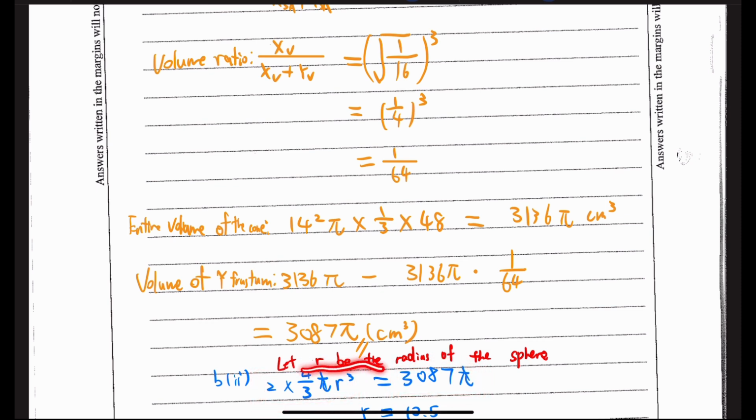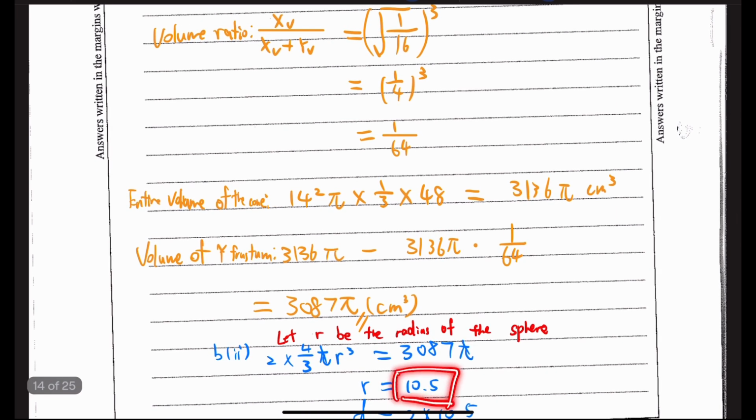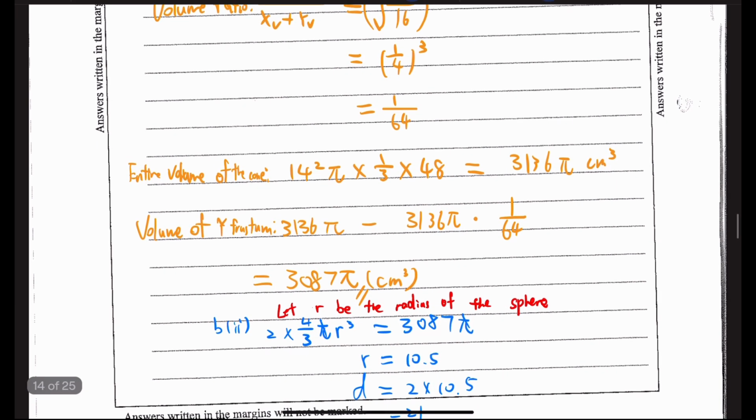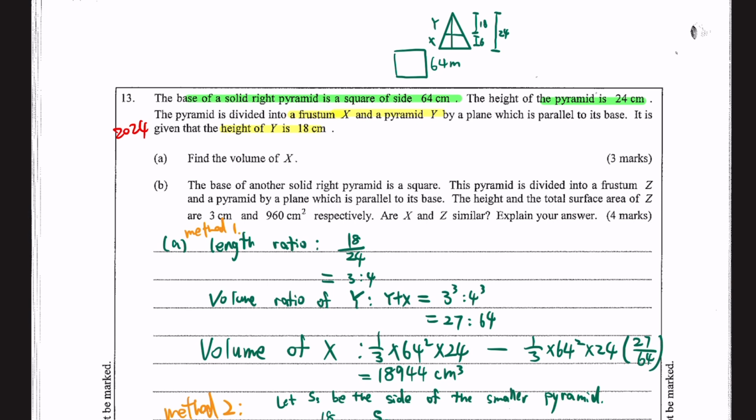So let R be the radius of the sphere, and actually what they want you to do here is memorize the sphere formula, right? Here we have the formula and then times 2 because there are two identical spheres, okay? And then we solve out, R equals 10.5. And then remember we are finding the diameter. You need to times 2, okay? You need to times 2. So the final answer is 21.